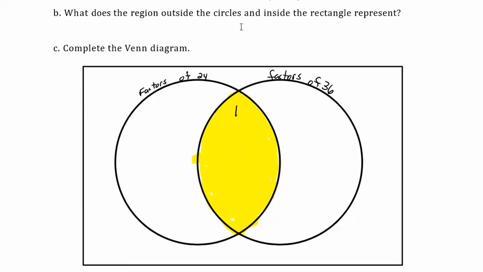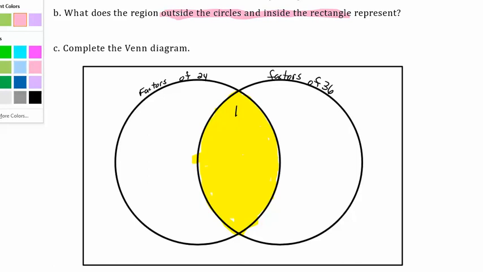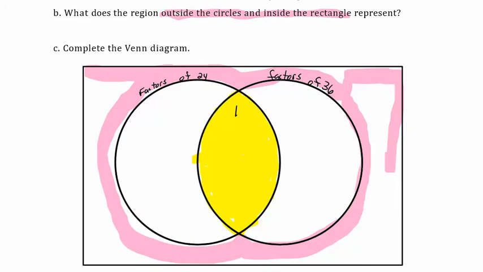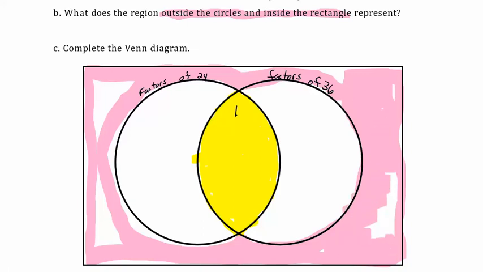What does the region outside the circles and inside the rectangle represent? Outside the circles and inside the rectangle. That's going to be this region out here. What would that region represent? That's going to be whole numbers, because the universal set is whole numbers. That's going to be whole numbers that are not factors of 24 or 36. Some whole number that's not a factor of 24 and not a factor of 36.